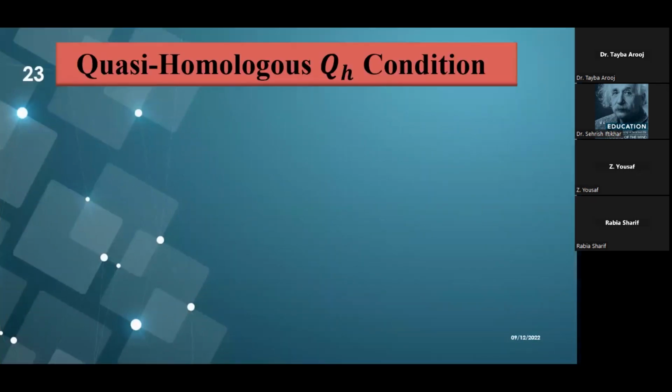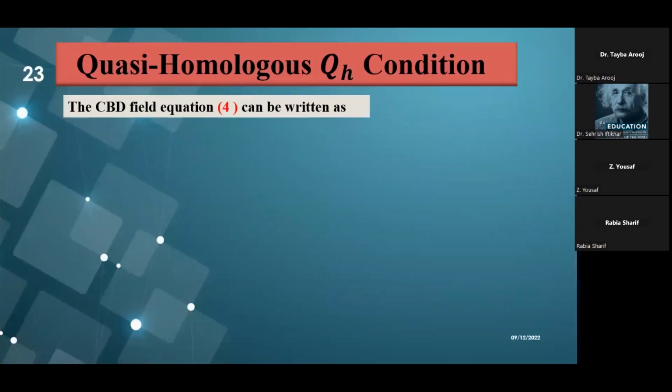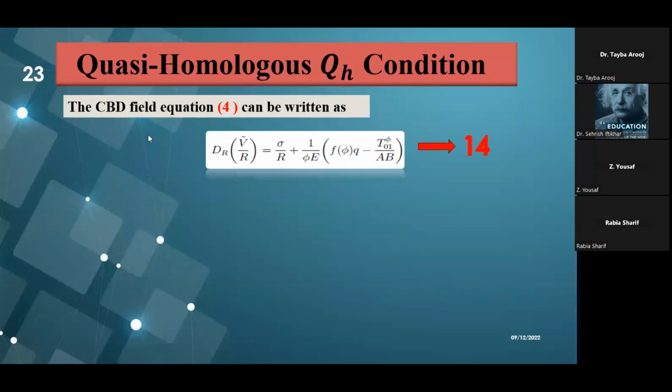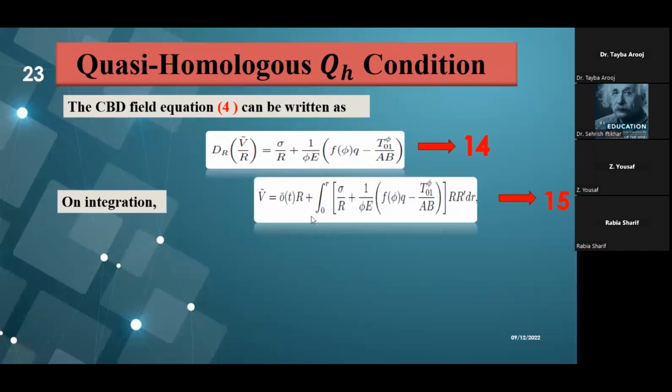What is quasi-homologous evolution? For this, we have the CBD field equation 4, that is, the fourth one of the field equations, which can be written over here with the help of some calculations, where sigma is a shear scalar and Q is a heat conducting scalar, and this is the 0,1 component of the field equations. And which on integration provides this one, equation 15. If the integral disappears, which one?